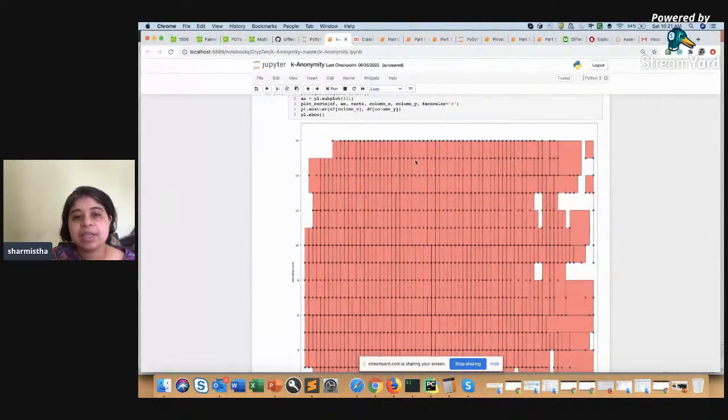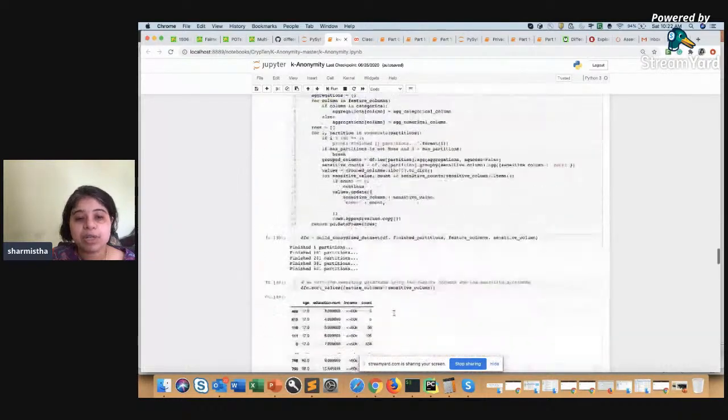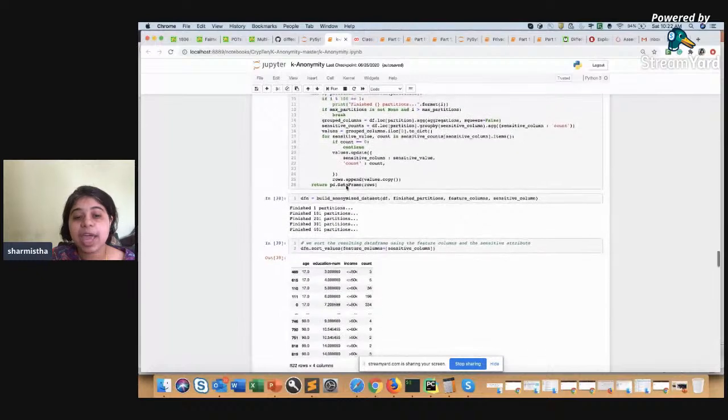Now when you see the diagram, you will know. In this diagram, all the partitions have definite boundaries. I hope you are able to see my screen. If not, just let me know. Here you see the age and education has one income boundary. So I'm not disclosing whether the income is 20K or 30K. It is within a boundary. So it is like adding a boundary to the K anonymization, to the actual data set.